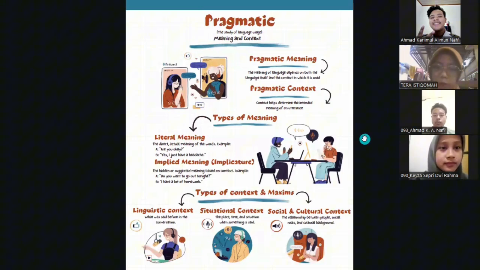Okay, so I will explain about pragmatic meaning and pragmatic context. Pragmatic meaning is that the meaning of language depends on both the language itself and the context in which it is used. And pragmatic context is context that helps determine the intended meaning of an utterance.